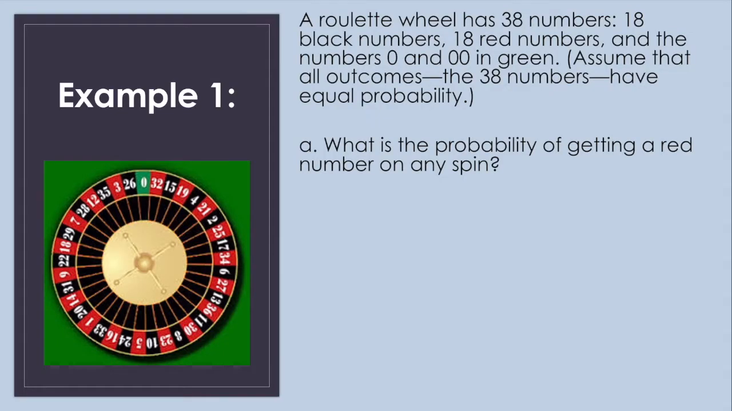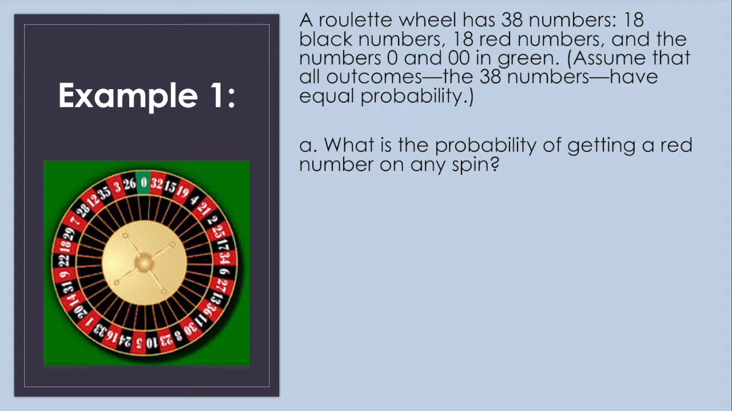So let's talk about a roulette wheel. I've played roulette once. I did not win. A roulette wheel has 38 numbers, 18 are black, 18 are red, and the numbers 0 and 00 are green. And we're assuming that all numbers, so all possible outcomes, have equal probability.